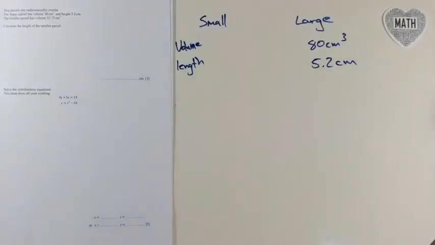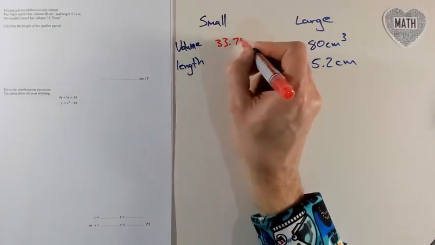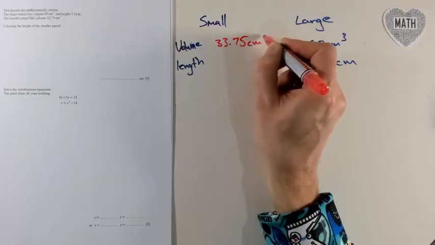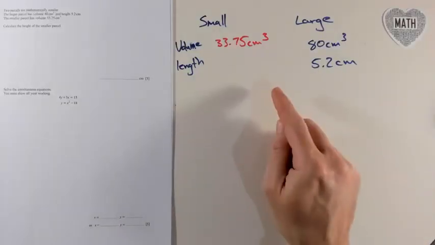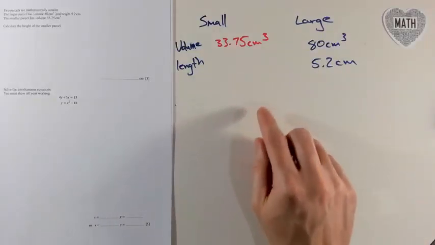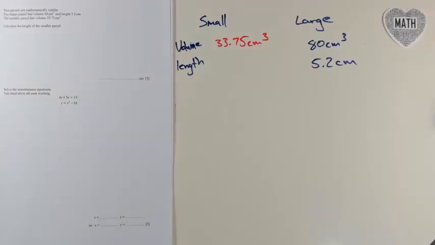And then they said the smaller parcel has a volume of 33.75 cubic centimeters. Now with similar shapes, always have to be mindful of what scale factor I'm using. So for length, if I have one for length, it's not going to be the same for area and the same for volume. If I have it for length, I have to square it to get to area and cube it to get to volume.